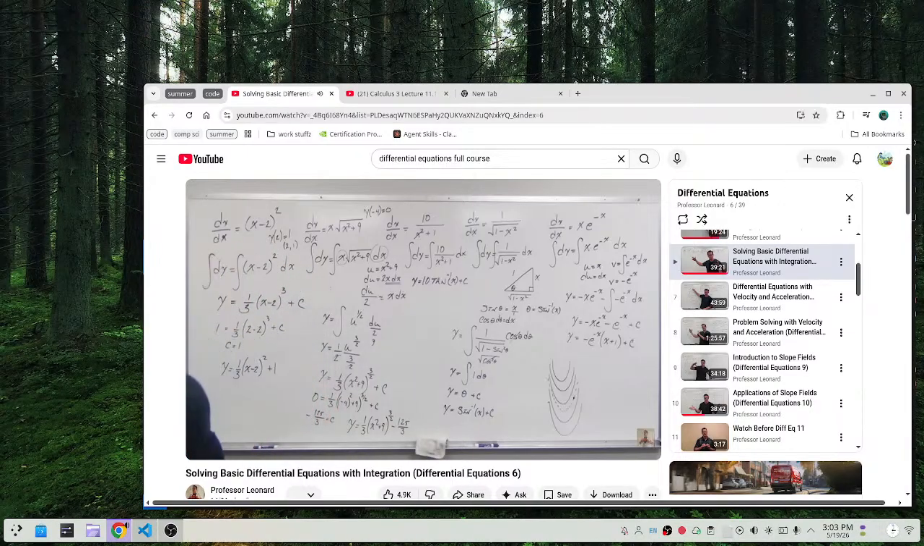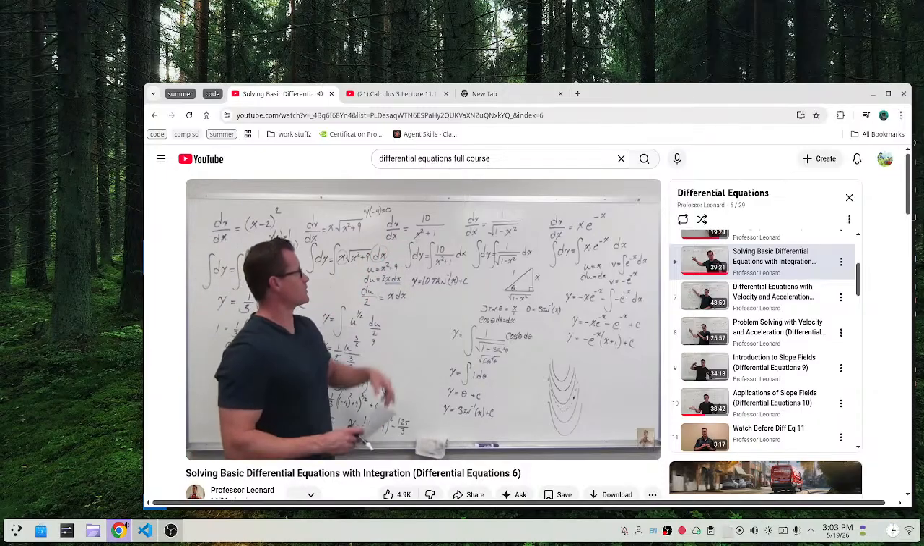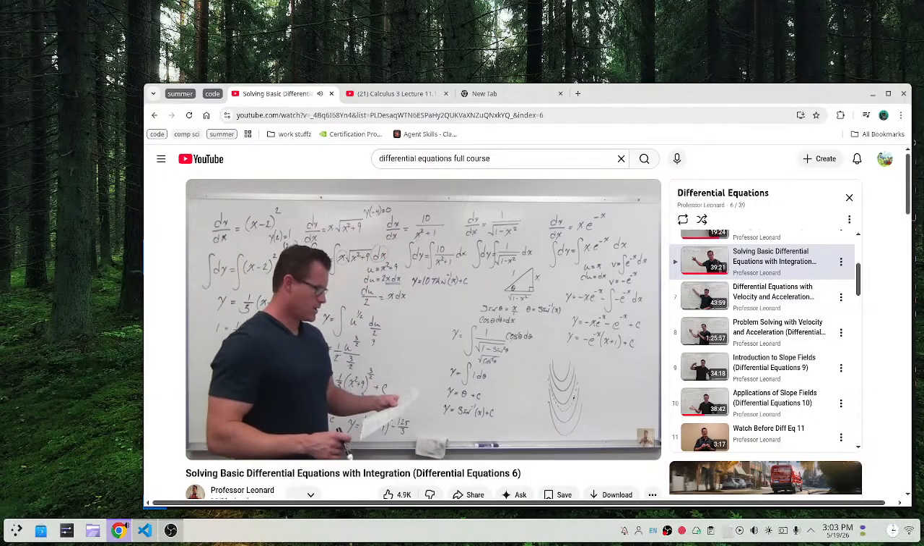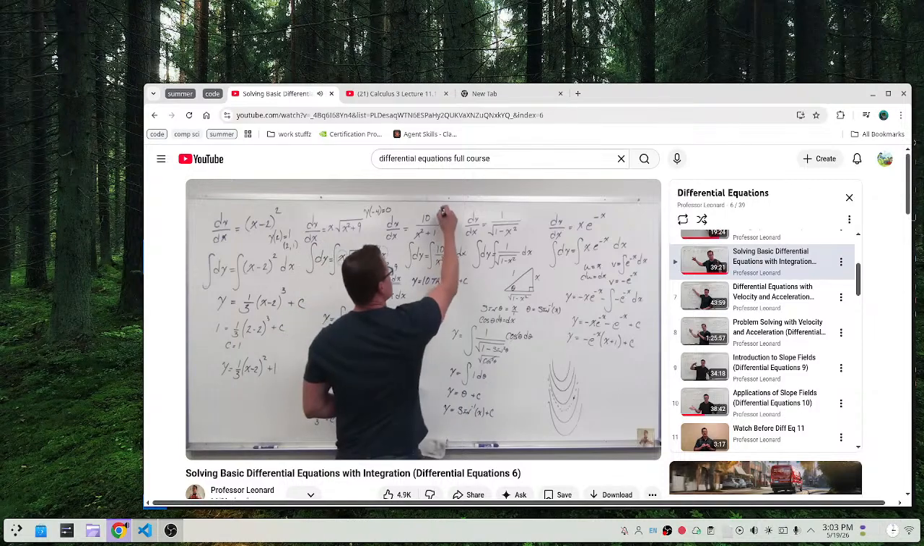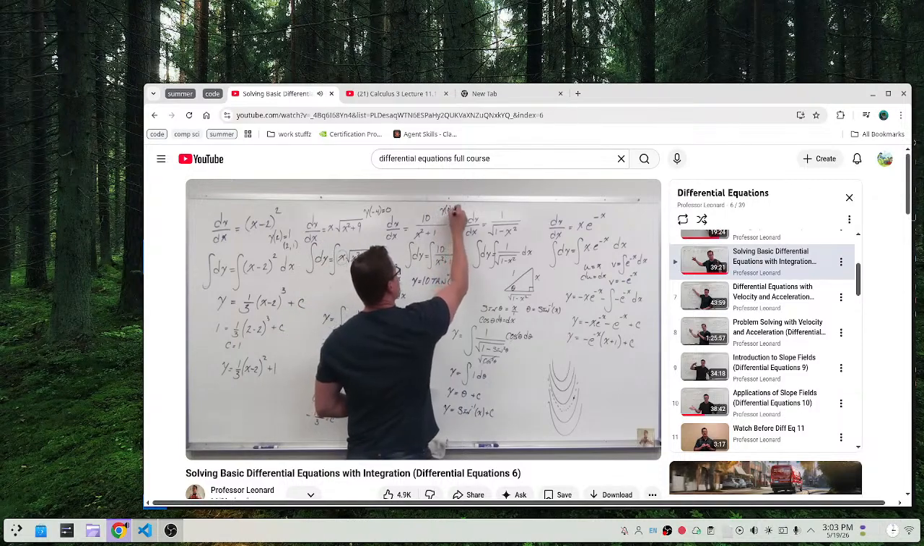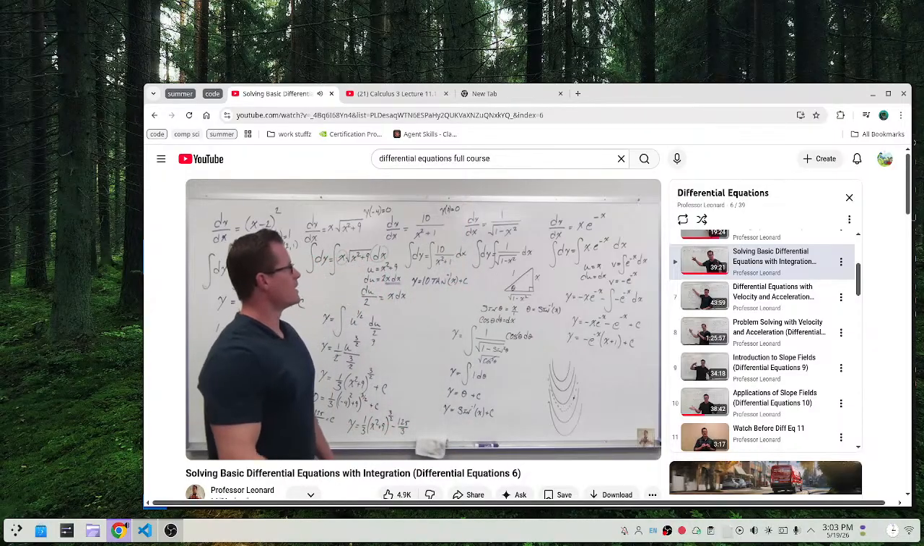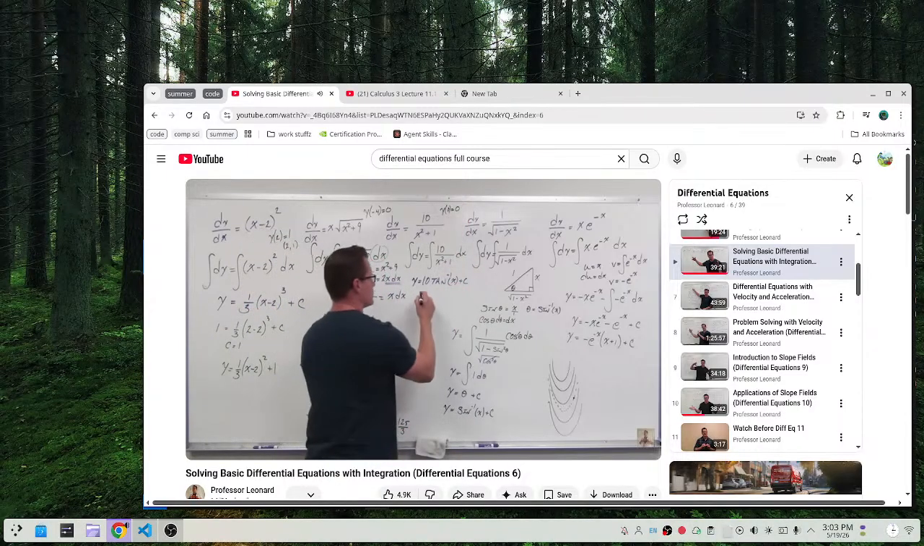Let's suppose that on the next example, this derivative equals 10 over x squared plus 1, that we need to go through the origin. Y of 0 equals 0. Y is 0 when x is 0.